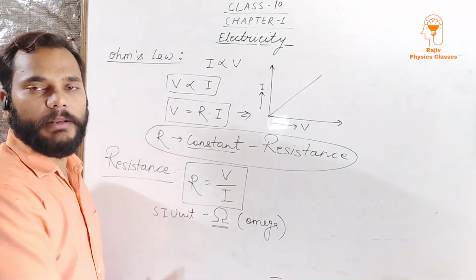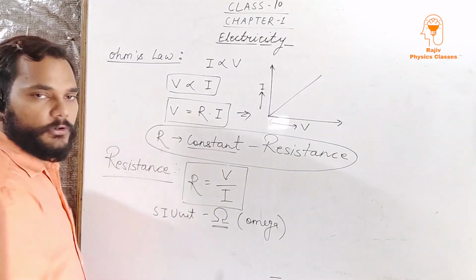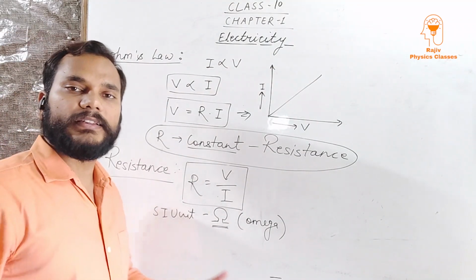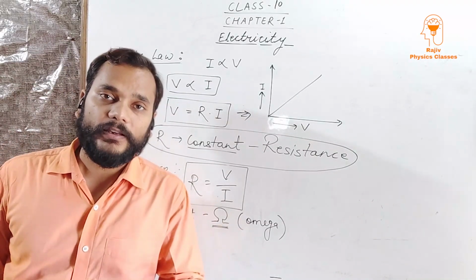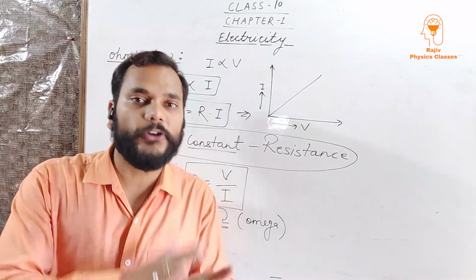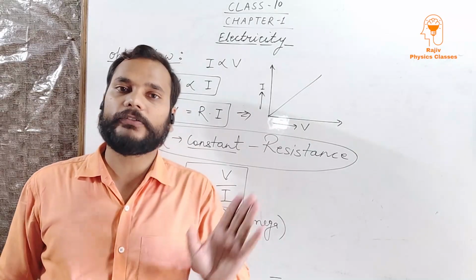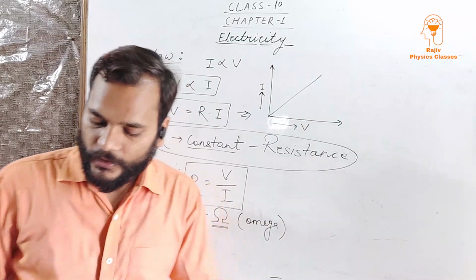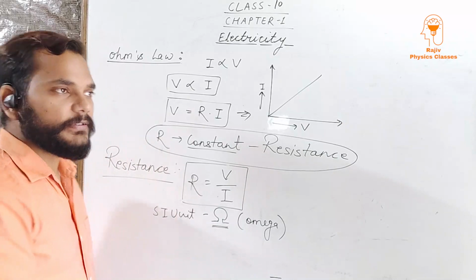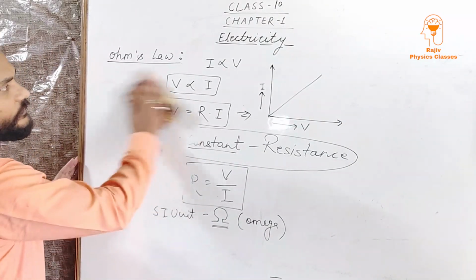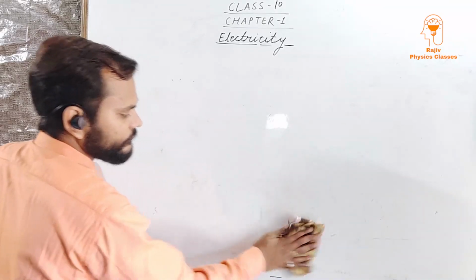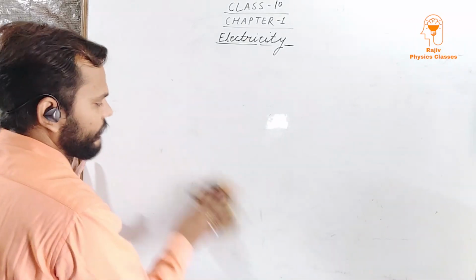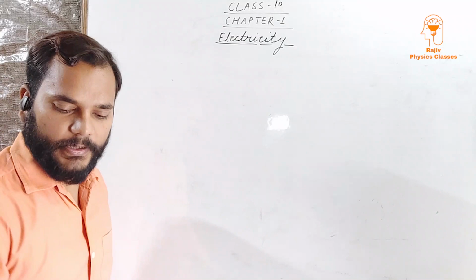So this is all about Ohm's law, and I have also told you what resistance is. Resistance of a conductor is the property due to which it opposes the flow of current in it. That is called resistance. Now the next topic is about this resistance only.